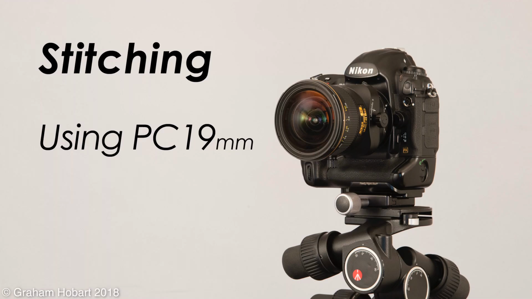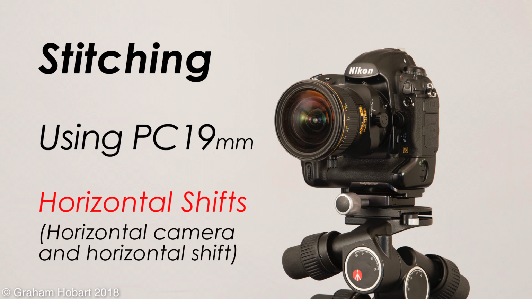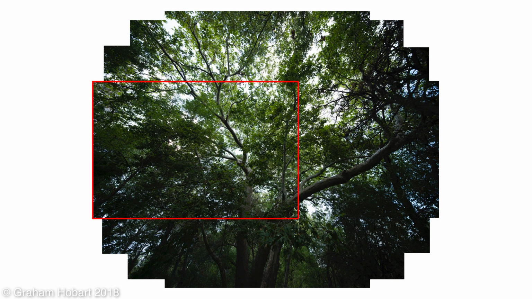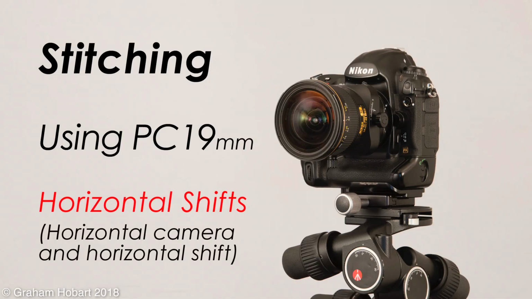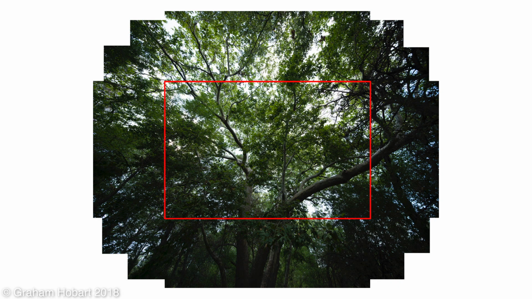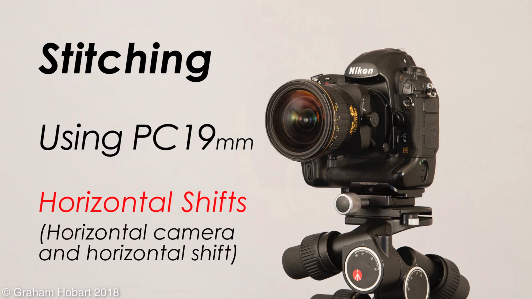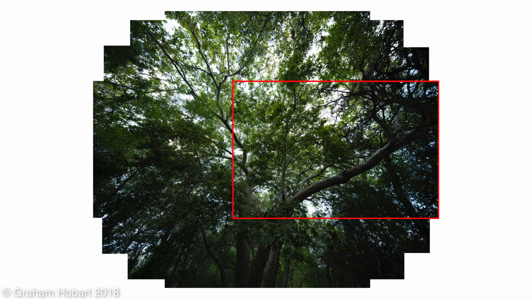So if we were to do this properly using the 19mm PC-E lens, let's explore how that's done. Once again, you get your horizontal and vertical axes lined up, and go to the left side of your scene and capture the first picture. Go to the middle of your scene, capture the second picture, and then shift over to the extreme right hand side of your scene and capture a picture again.